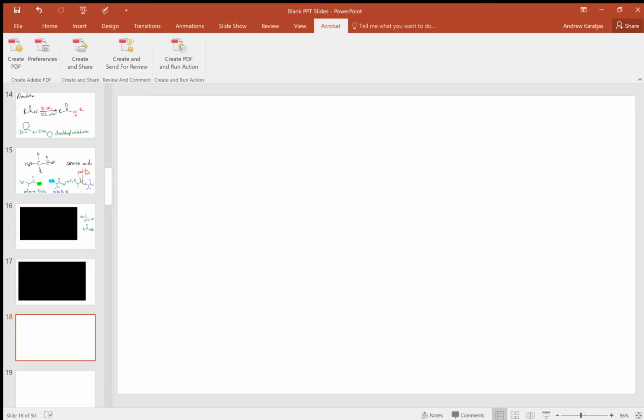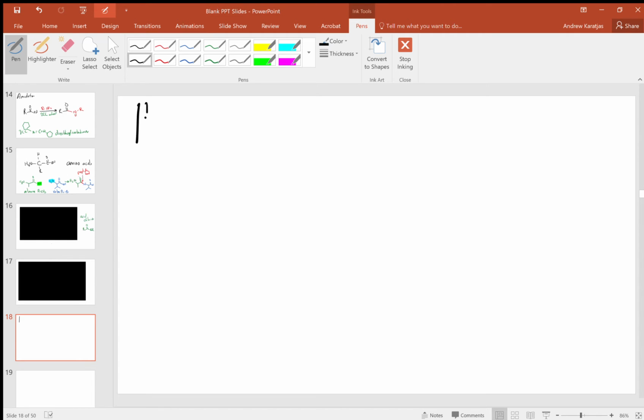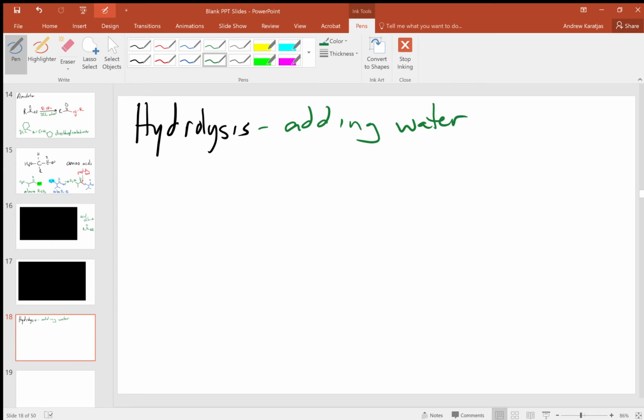So our last couple of reactions in this chapter mainly focus around the idea of hydrolysis. Hydrolysis is largely the opposite of what we covered earlier. We covered our esterification and our amidation. Hydrolysis, which is going to be adding water, will allow us to convert things like esters and amides back to carboxylic acids.